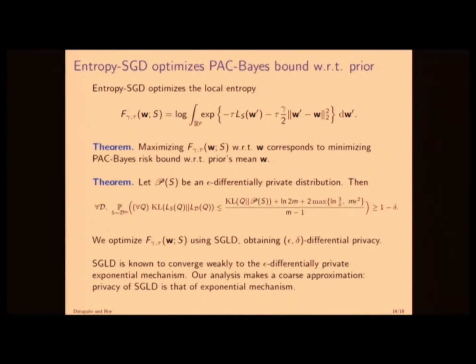Now, SGD on the local entropy surface is not going to be private, but you can get approximate differential privacy if you run, say, SGLD, which means doing SGD, but every single time adding some isotropic Gaussian noise. All right, so here comes some hand waving.